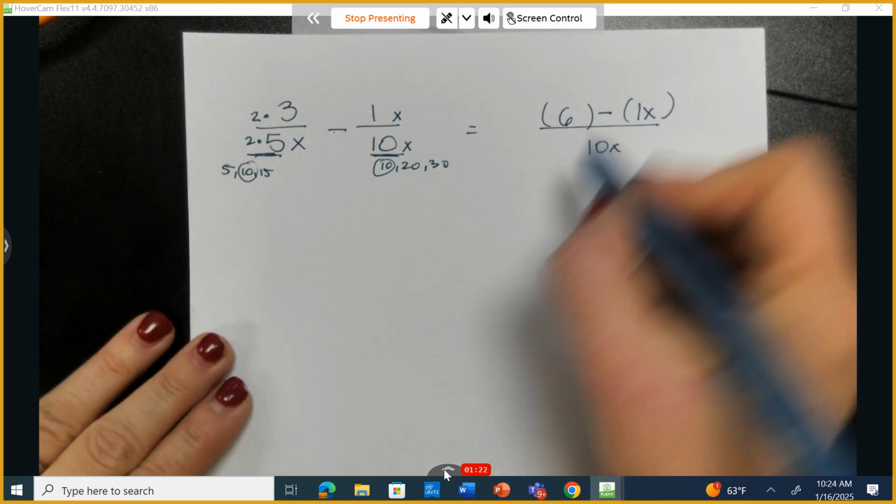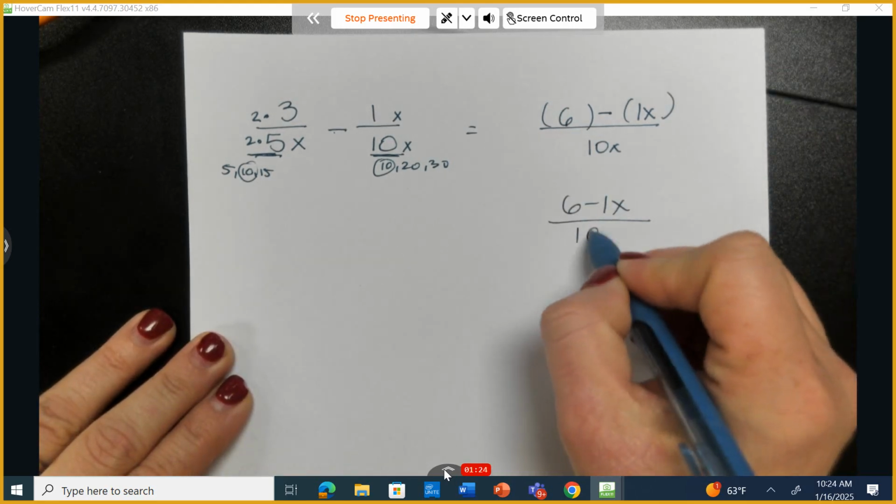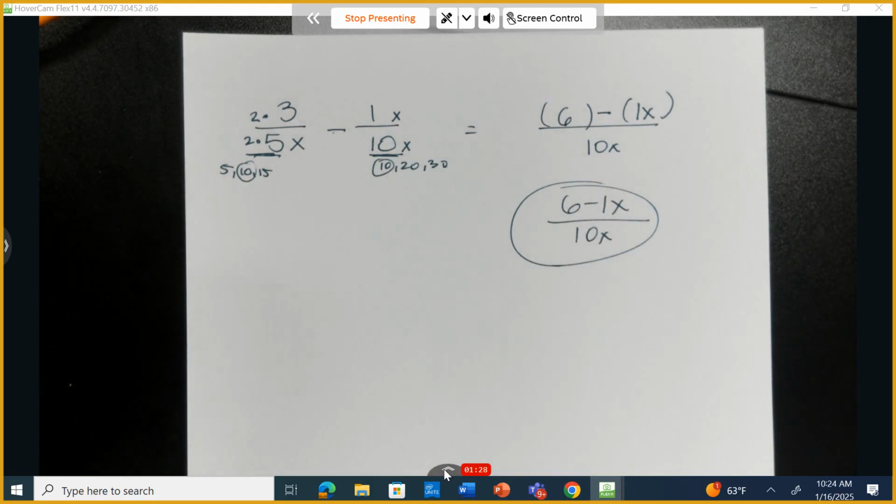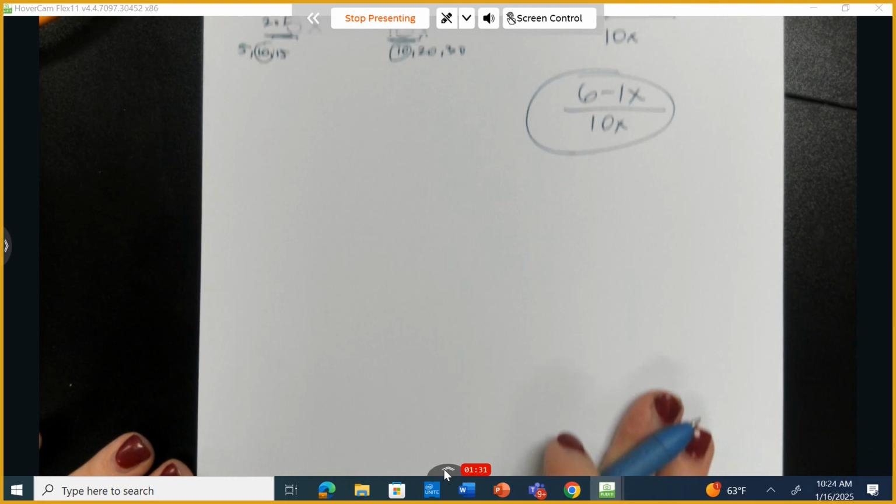Not like terms? There's nothing more I can do. This is my final simplified answer. Final simplified answer. Let's go on right now to the next one.